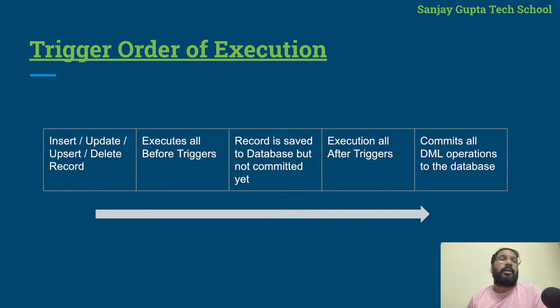First section says if you are doing an insert, update, upsert or delete operation on a record, just after that, all before triggers execute, then the record is saved to the database but not committed yet. It means it is temporarily saved. If there is any error in the process, the whole process will be rolled back, right? So that's why this third block is important. The record is saved to the database but not committed yet.